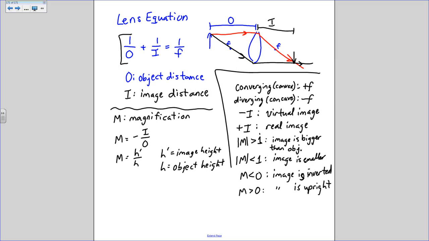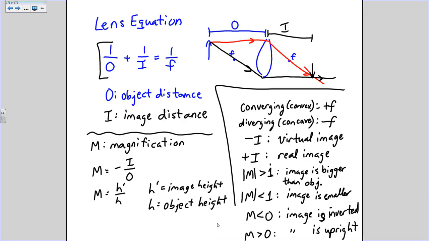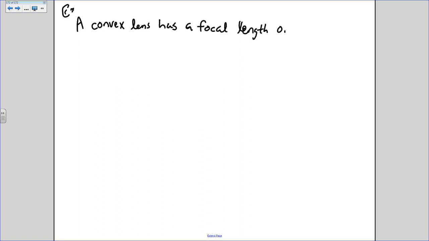Let's work through an example using the lens equation and the magnification, and then we'll wrap it up for the day. So let's say that I have a convex lens. I'm sorry, everybody get that? All right, so I have a convex lens that has a focal length of plus 10 centimeters. An object is 20 centimeters from the lens.